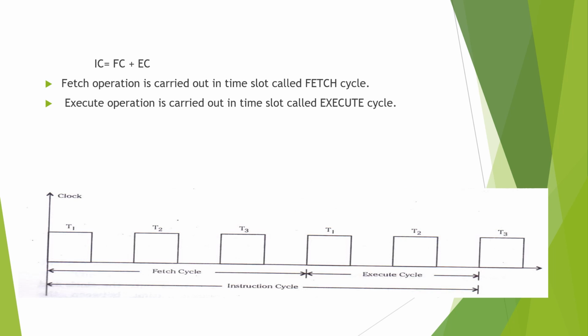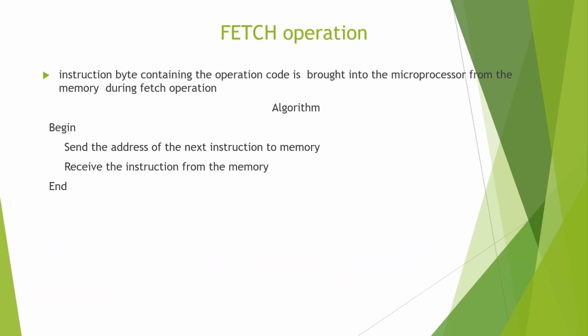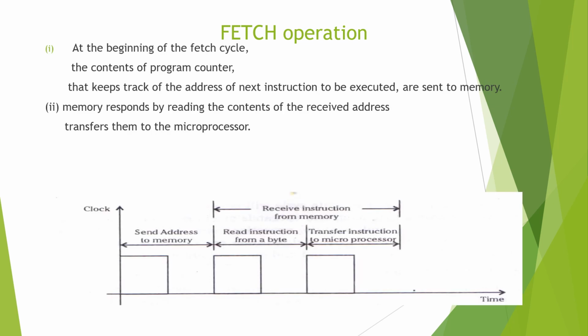The fetch operation is carried out in a time slot called the fetch cycle, and the execute operation is carried out in a time slot called the execute cycle. During the fetch operation, the instruction byte which contains the operation code is brought into the microprocessor from the memory. The algorithm for the fetch operation is: send the address of the next instruction to memory and receive the instruction from the memory. In the beginning of the fetch cycle, the contents of the program counter, which keeps track of the address of the next instruction to be executed, are sent to the memory, and the memory responds by reading the contents of the received address and transfers them to the microprocessor.